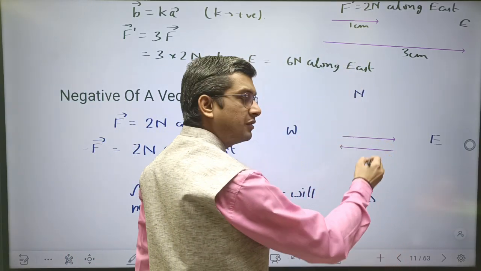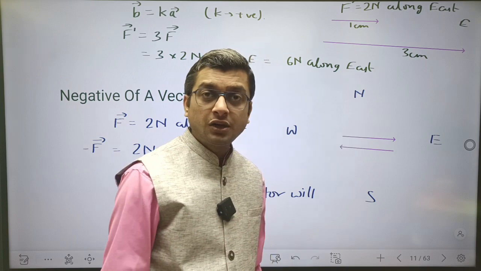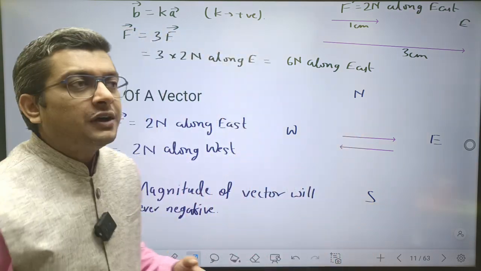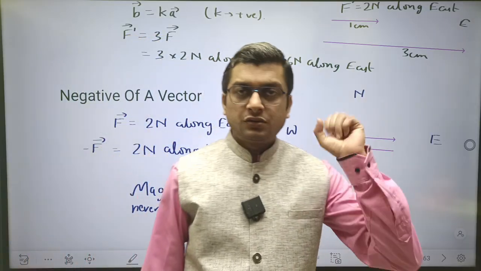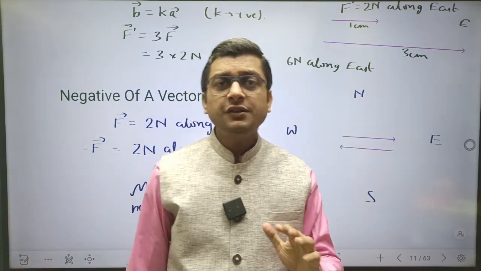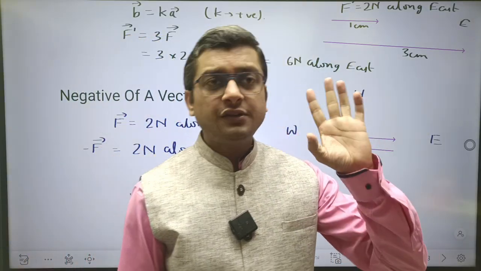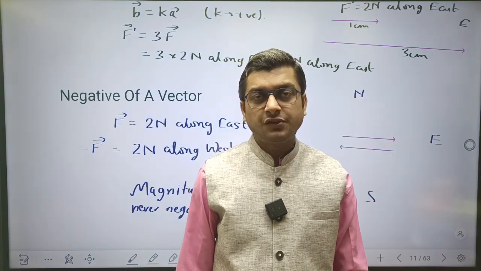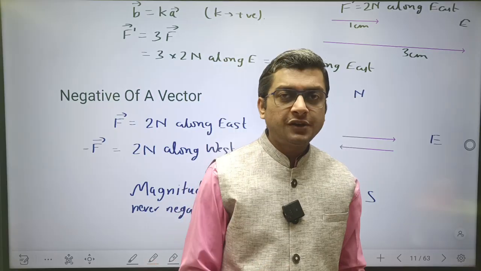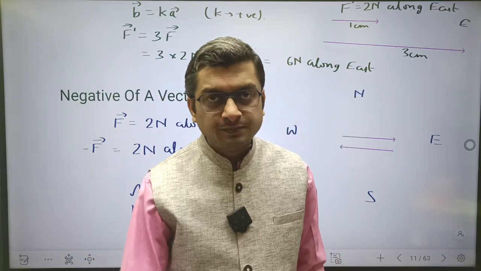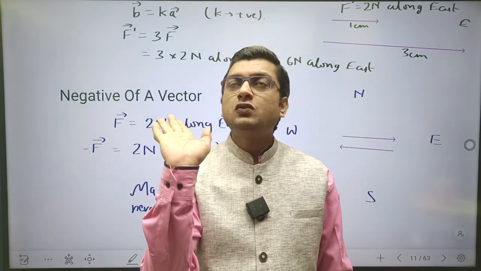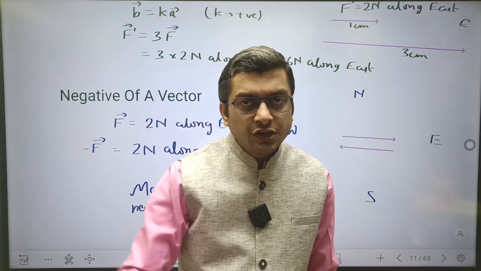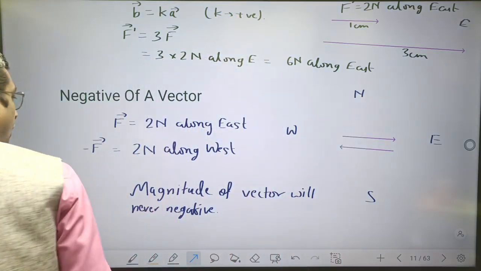Both have the same length because the magnitude is the same, that is 2 Newton, but the direction is exactly opposite to each other. Now, if I say 10 meter per second towards north, velocity is 10 meter per second towards north, isn't it? Now, if I put a minus sign here, minus 10 meter per second, that minus represents the direction towards south. If I take the positive direction as upward, then a negative sign means the negative direction will be downward.